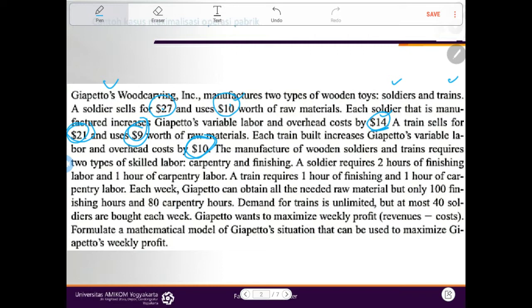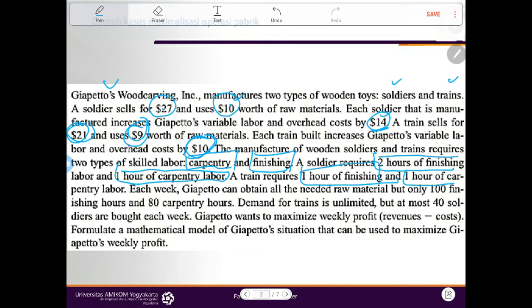Okay. And what about the labor? Two types of labor are needed to make these toys: carpentry and finishing. Okay, the soldier requires 2 hours of finishing and 1 hour of carpentry. And the train needs 1 hour of finishing and 1 hour of carpentry.